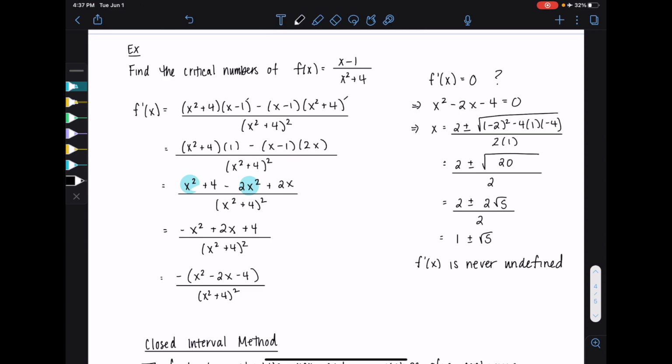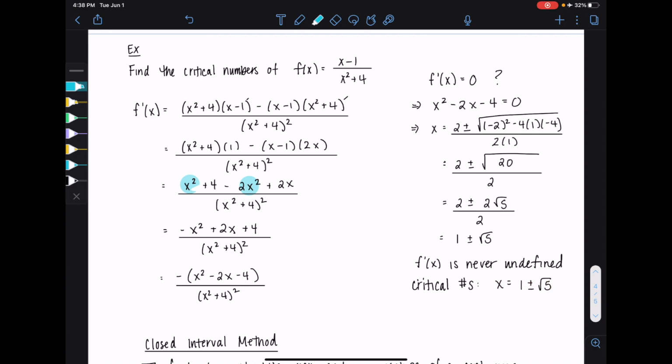So this tells me my only critical numbers occur at 1 plus or minus root 5. So these are two important numbers which could possibly be local maxes and mins. Okay? So we're going to see applications of these critical numbers really soon, but they are possibilities for local maxes and mins. And we'll figure out how to test that.